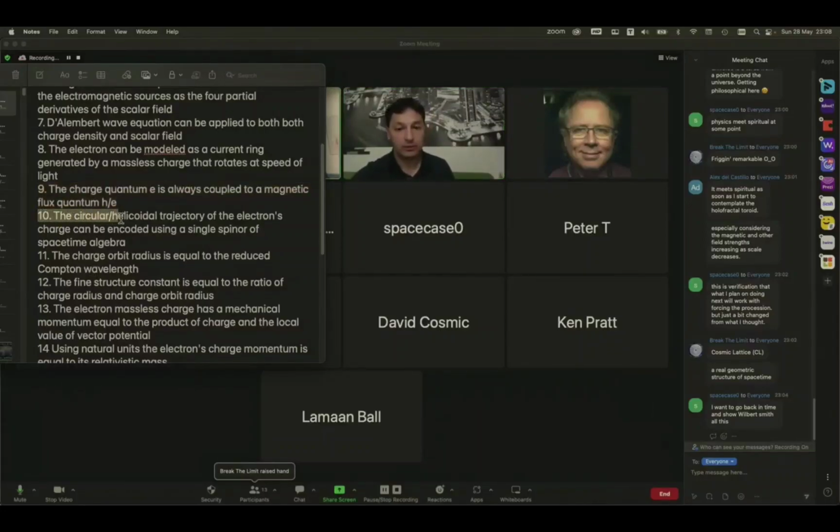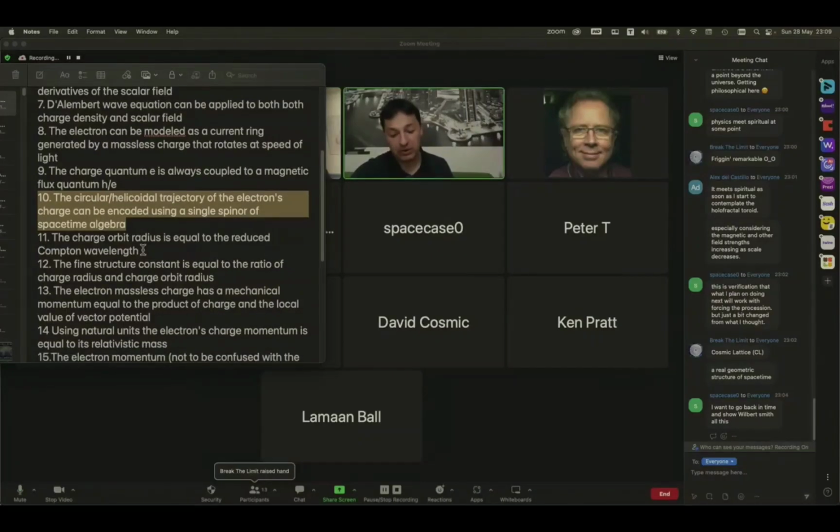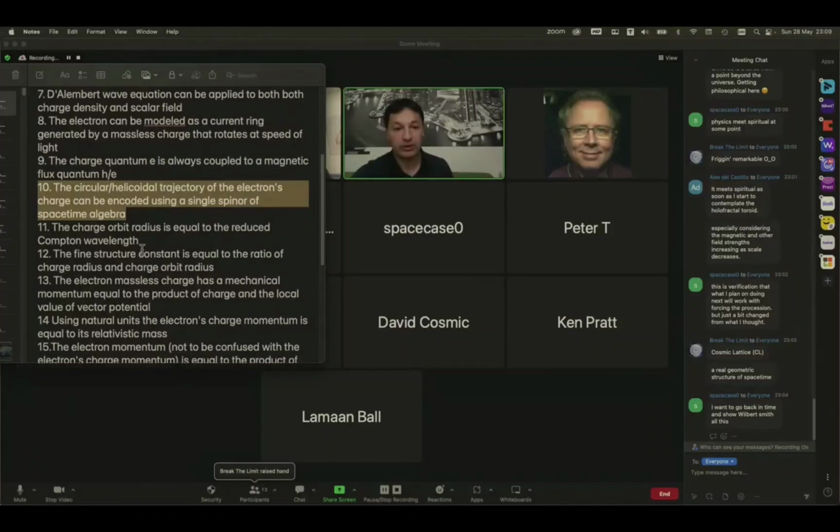Ten: the circular helicoidal trajectory of the electron's charge can be encoded using a single spinor of space-time algebra. That was your opening gambit, right? Well, it's just a way of saying that if you use Clifford algebra, then you don't get lost in the notation. You can express things simpler. Do you say spinor or spinor? Spinor. Spinor, okay. Spinor of space-time algebra.